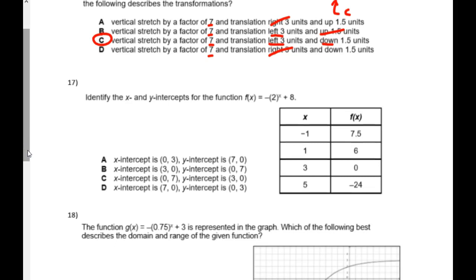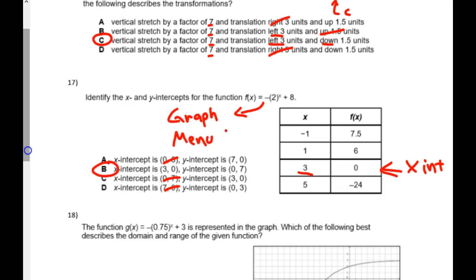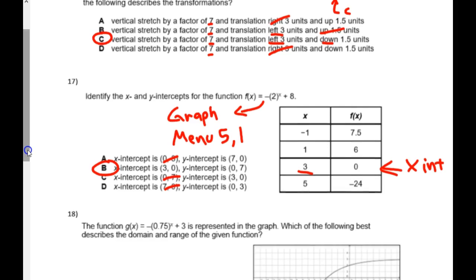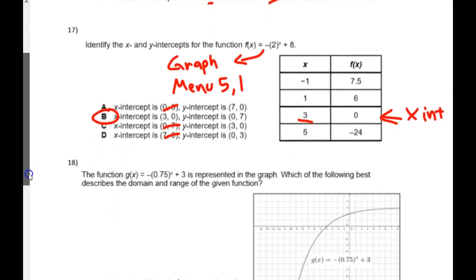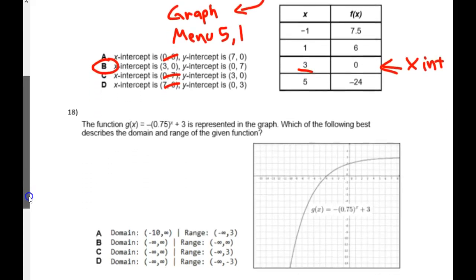Alright, X and Y intercepts. We got one intercept right here. When Y is 0, that's my X intercept, (3, 0). Hey! That was easy. Now, what can you do? Graph that, menu 5-1 it, and trace. Okay, I'll let you do that, but there's only one answer given that table.